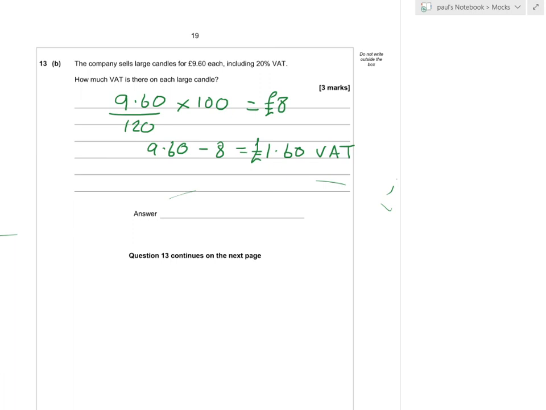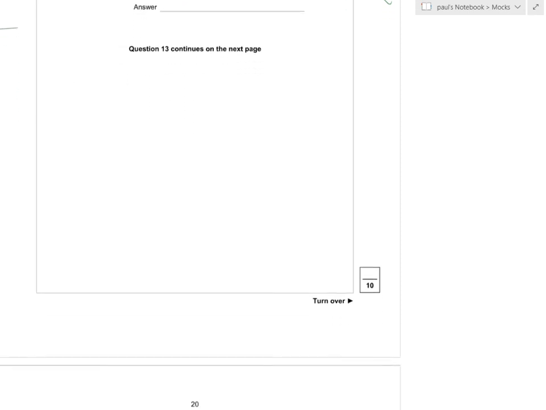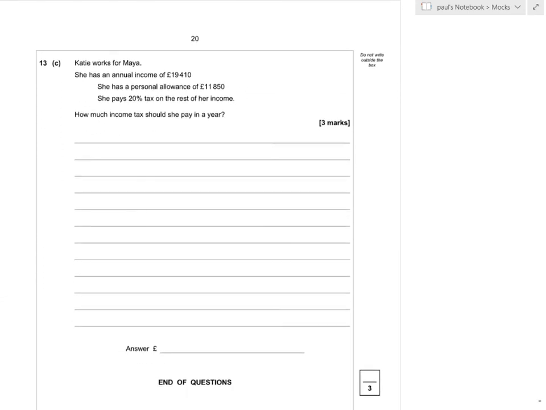Right. Okay. So now we're on to the next part. Looks like it could be the last question. Kelly works for Mayer. She has an annual income of 19410. She has a personal tax allowance of that. She pays 20% tax on the rest of her income. How much should she pay?